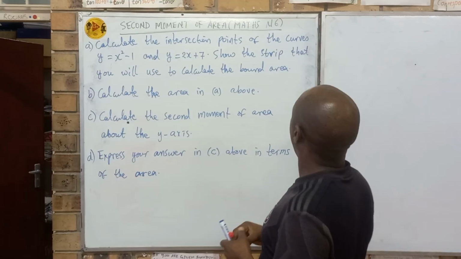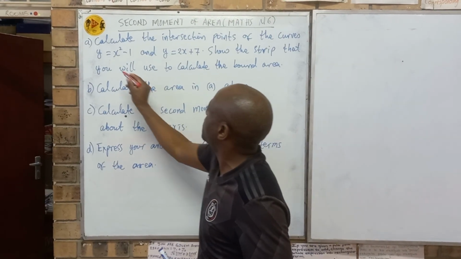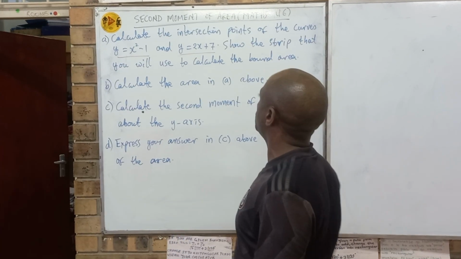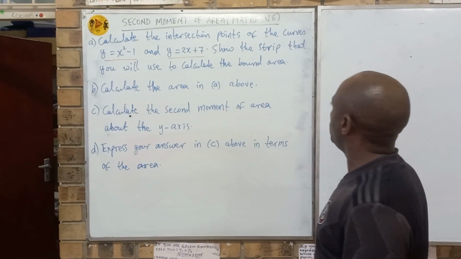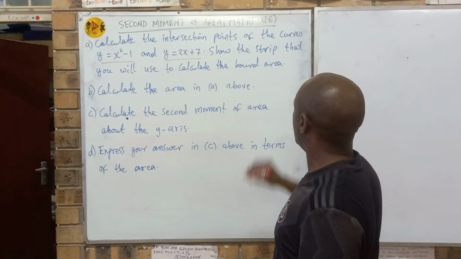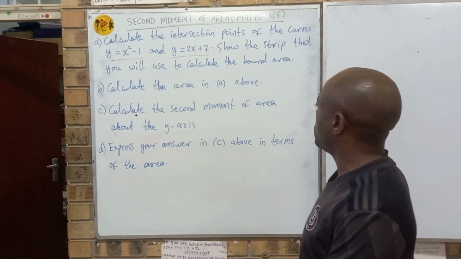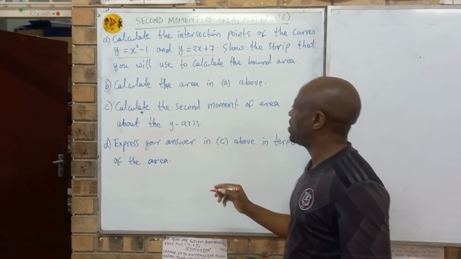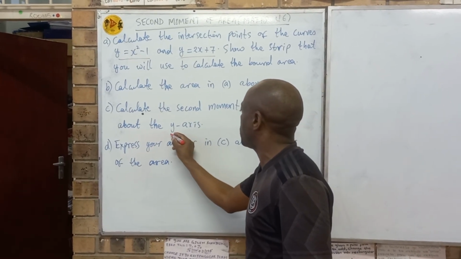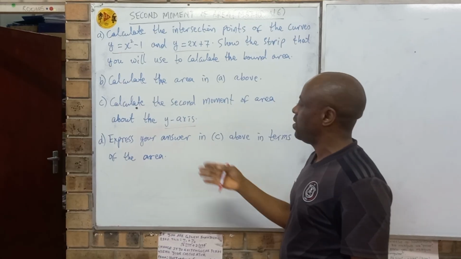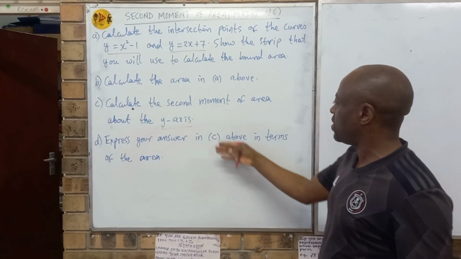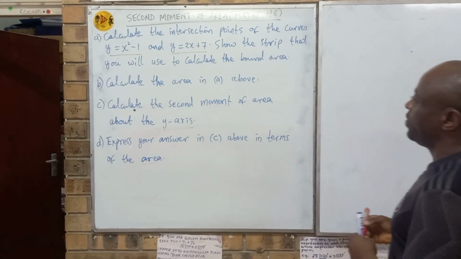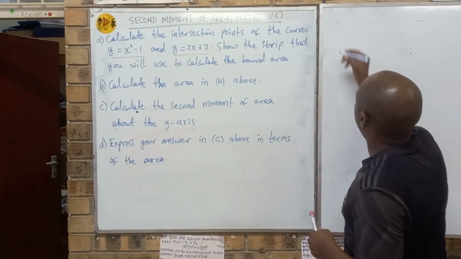It says calculate the point of intersection of the two curves y equal to x squared minus 1 and y equal to 2x plus 7. Then you show your representative strip that you use to calculate the bounded area. That's the first part. Second part will calculate the area. Third part will calculate the second moment of area about the y-axis. Then the last part will express our answer in terms of the area. So let's go to the first part.